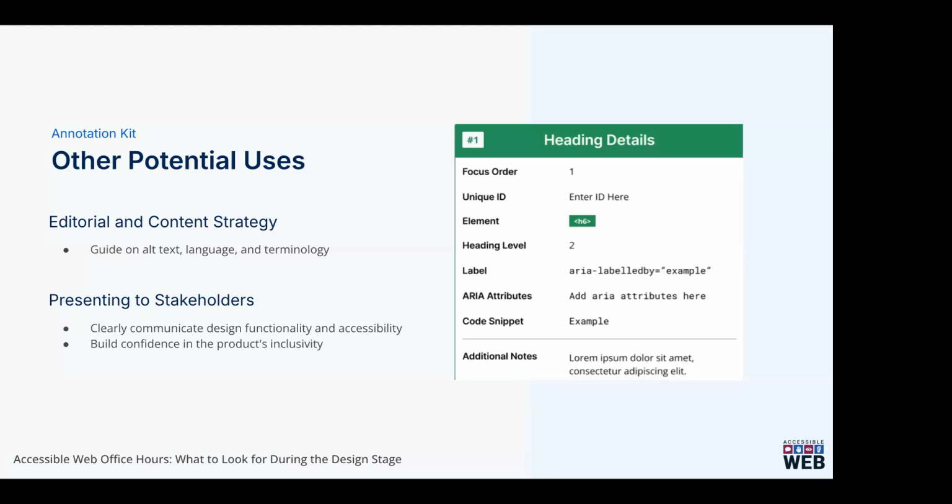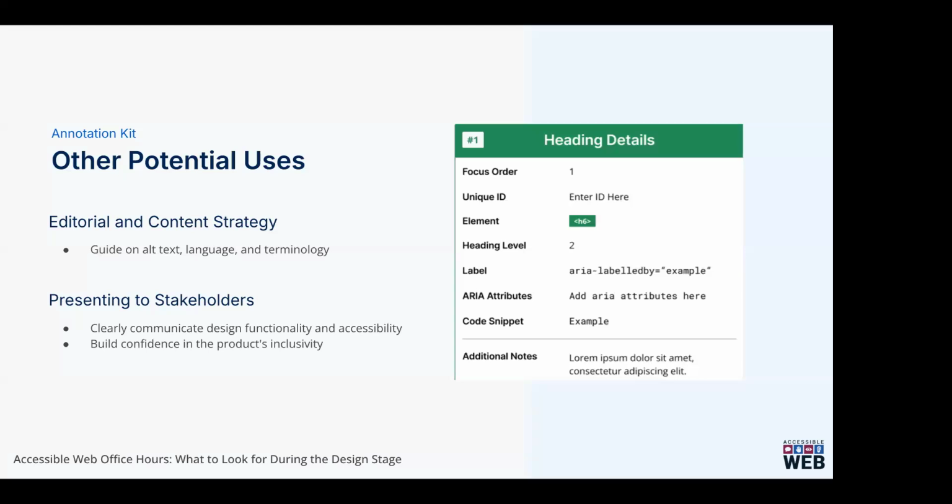Lastly, the annotation kit is an excellent tool for presenting complex designs to stakeholders. It helps stakeholders clearly understand the functionality of different elements in the design by annotating how interactive components work, what accessibility features are in place, and how users will interact with these elements. Stakeholders gain a better grasp of the design's functionality. This transparency not only helps in gaining approval, but also builds confidence in the inclusivity and user-friendliness of the final product.